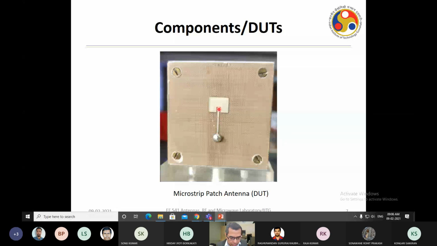So now the signal will come here. You have a notch here. There is a small slot here. This is called a notch. This is a notch fed microstrip patch antenna.